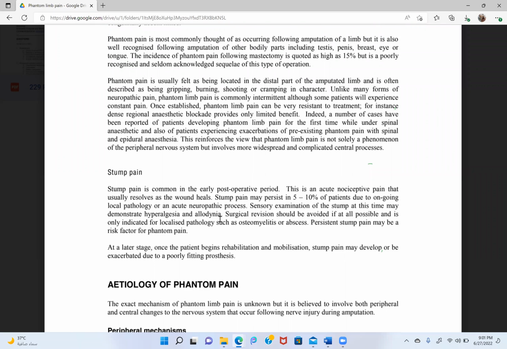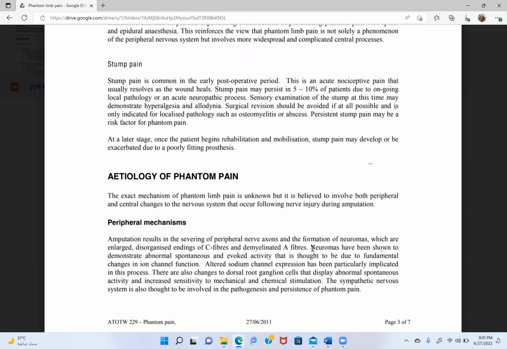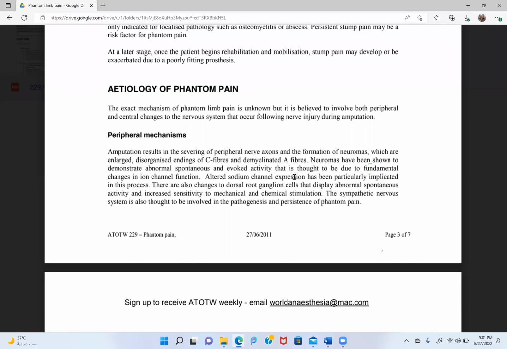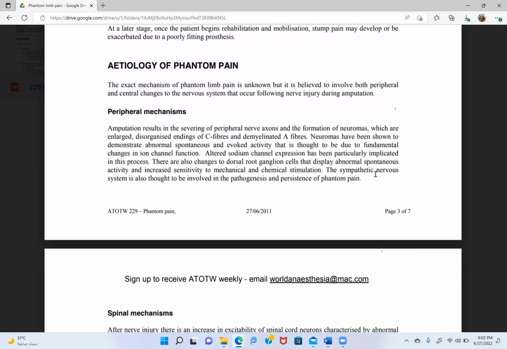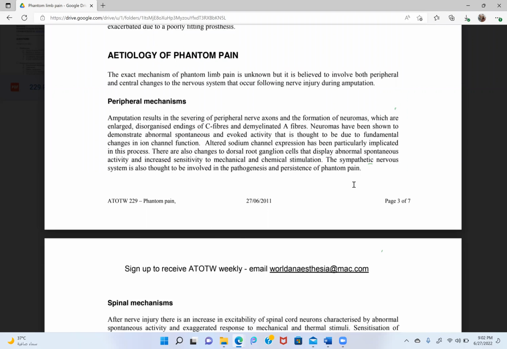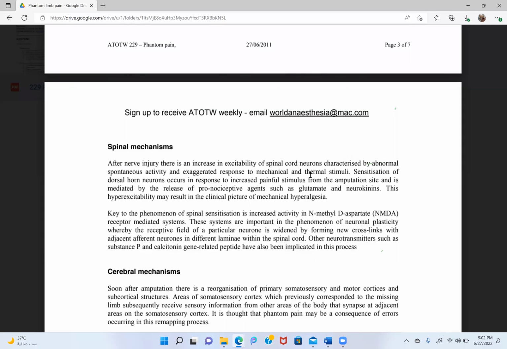usually, unless due to ongoing local pathology or an acute neuropathic process, because I told you that stump pain can lead to phantom limb pain if there is some development of osteomyelitis or abscess. So this we have discussed. The peripheral mechanism: there is neuroma formation involving A delta fibers and C fibers, and abnormal expression of channels. Then the spinal mechanism: there is hyperexcitability by abnormal spontaneous activity and exaggerated response to mechanical and thermal stimuli. Sensitization of dorsal horn neurons occurs in response to increased painful stimulus from the amputation site, and it is mediated by the release of pro-nociceptive agents like glutamate and neurokinins, which are there normally, but it becomes oversensitive. When it becomes oversensitive, it will lead to the development of this neuropathic pain.